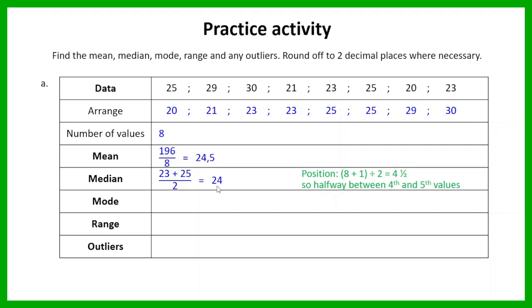Okay, then our mode in this example, we had 23 as a mode because there are two 23s. We also have 25 as a mode because there are two 25s. So this one had two modes. And then our range, we take the highest value minus the lowest value, so it's 30 minus 20, and that gives us our range of 10. And then outliers, in this example, there were no outliers. Okay, so that's what we should have got for that question.